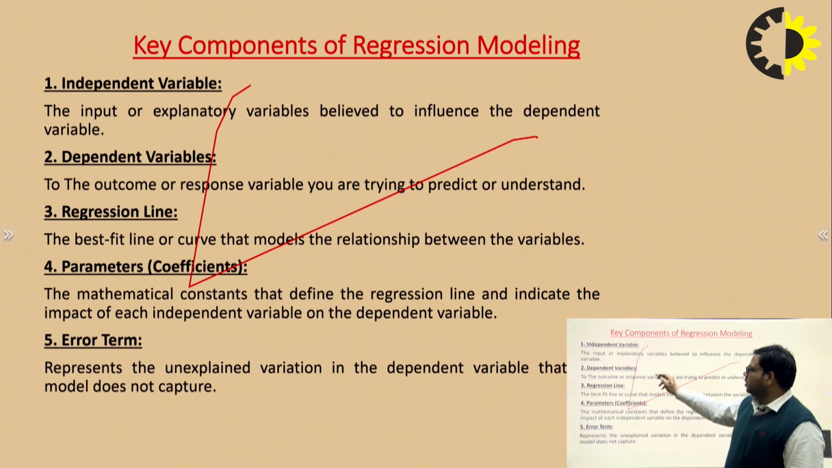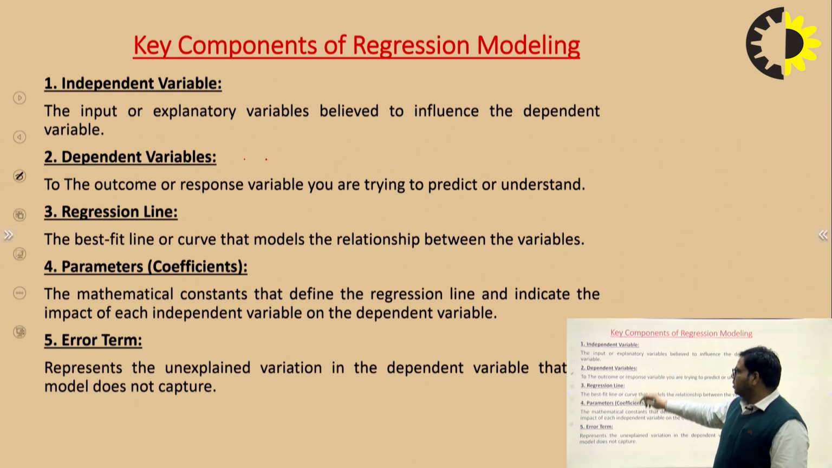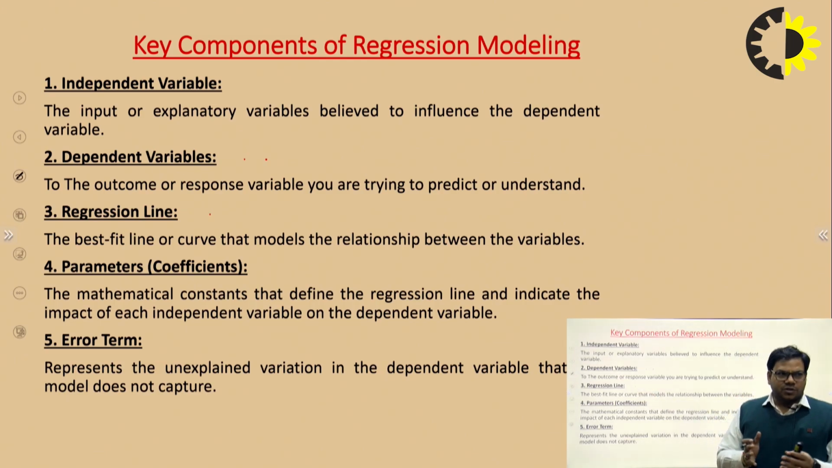And the dependent variable is the one we are going to analyze, the outcome. We are going to run the regression on that variable and predict it, so that variable is called the dependent variable. The regression line is the representation of the relationship between the dependent and the independent variable.